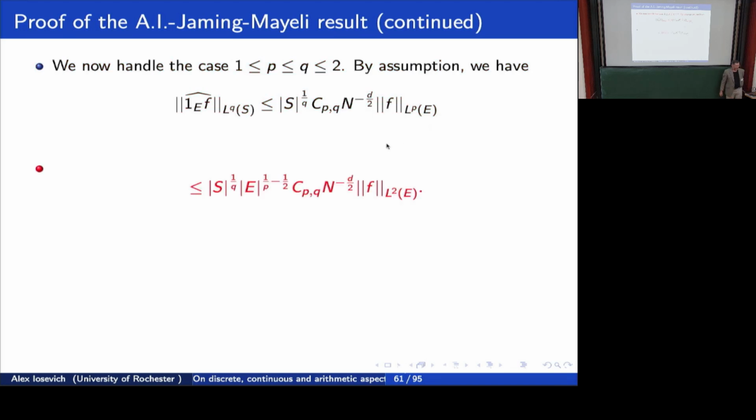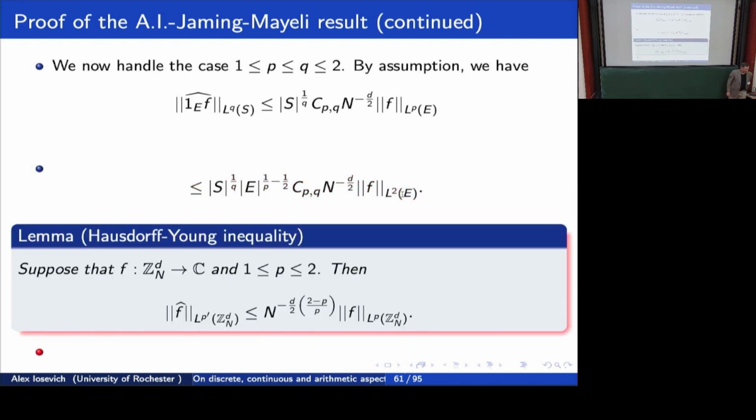And this we map up to L2 again. So we've seen this movie before. We map it up to L2, and this, by Holder's inequality, produces a factor of the size of E to the 1 over P minus a half. And then you have the norm, n to the minus d over 2, L2 norm of E. But now we're out of luck. We can't run the same tricks as before because we are below L2. Since we're below L2, we run the Hausdorff-Young inequality.